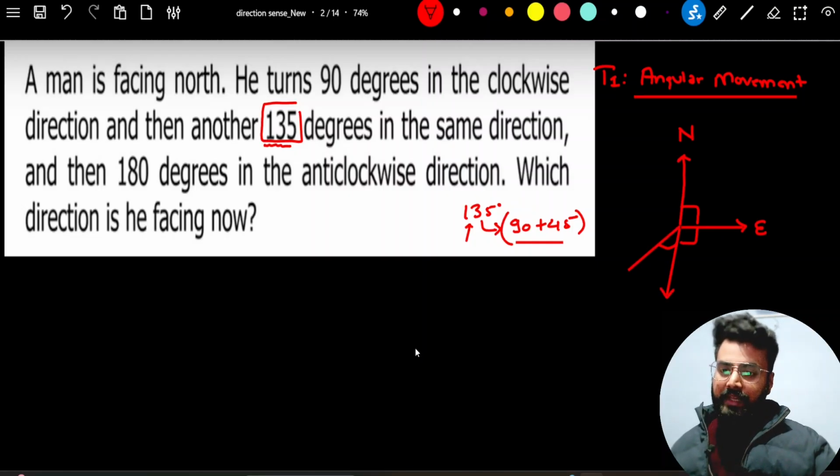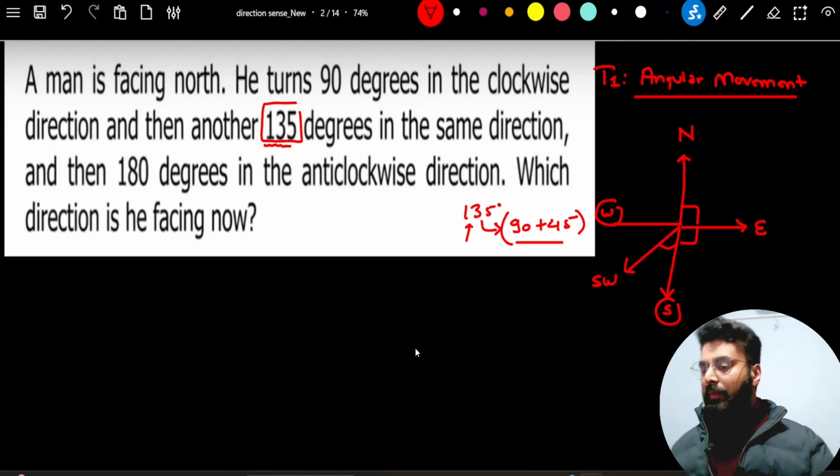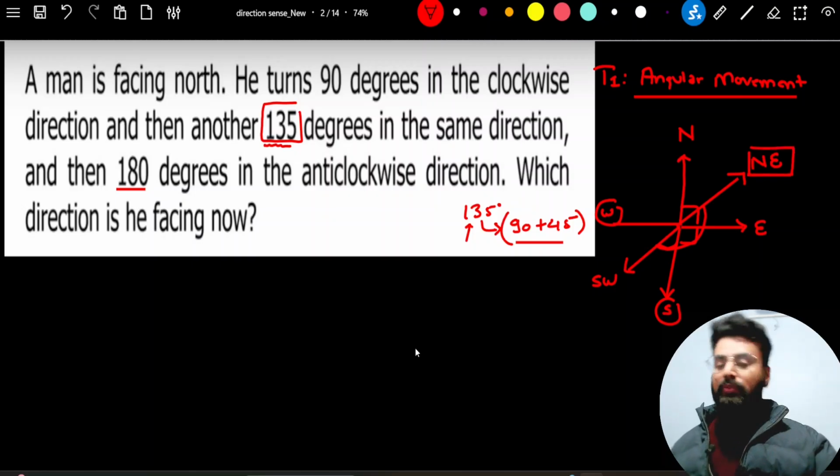What is the name of this direction? This direction is south. And what is the name of this direction? You would say this direction is west. So what is going to be the name of this particular direction? It is exactly in between south and west. So this is going to be southwest. And then from here, he'll take a 180 degree turn in the anti-clockwise. So from here, if I move 180 degree, obviously I'll face in the opposite direction. So what is going to be the name of this direction? Northeast. And this happens to be the answer of this question.